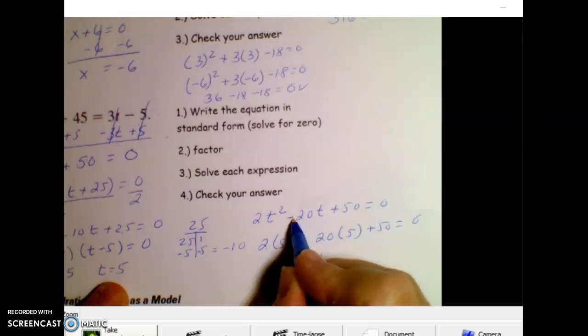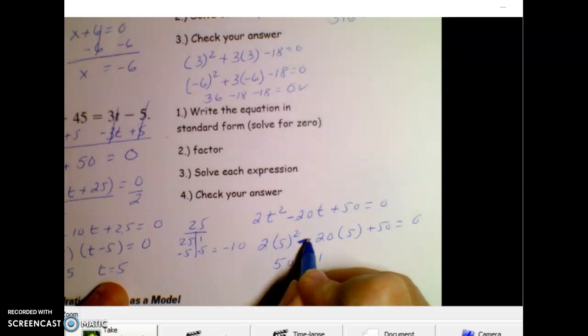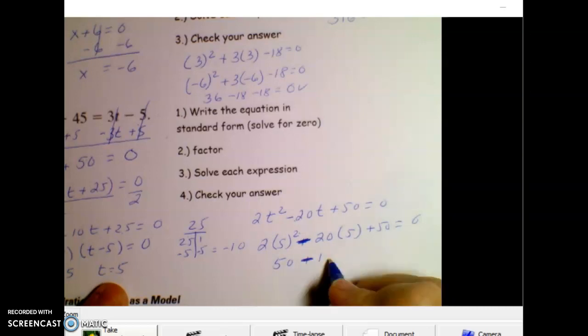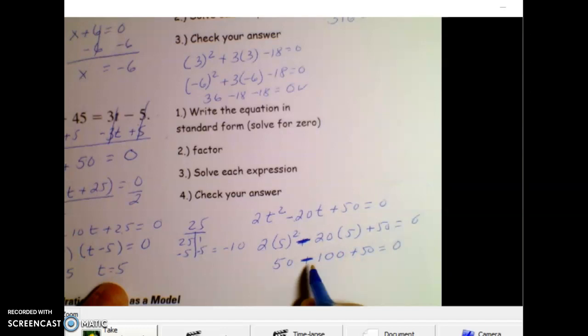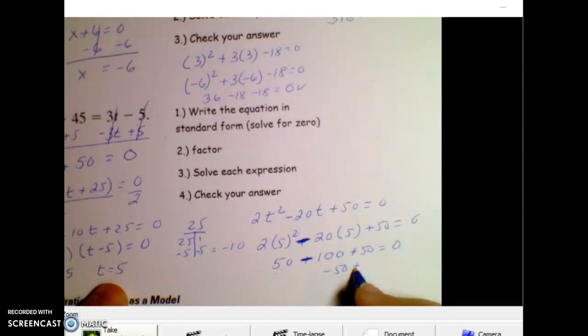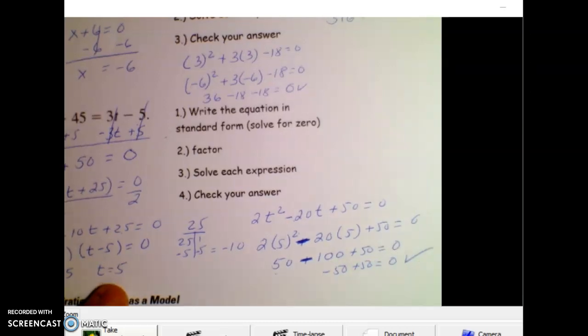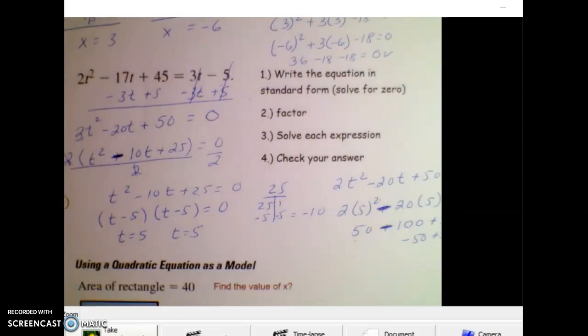Oops. Look at this right here. Minus. This is the mistake that we all make all the time. So you can see that I did that. I'm going to bring this negative sign down. And this is 100 plus 50 is equal to 0. 50 minus 100 is minus 50 plus 50. And you can see that that equals 0. So it's true. So the answer is 5.